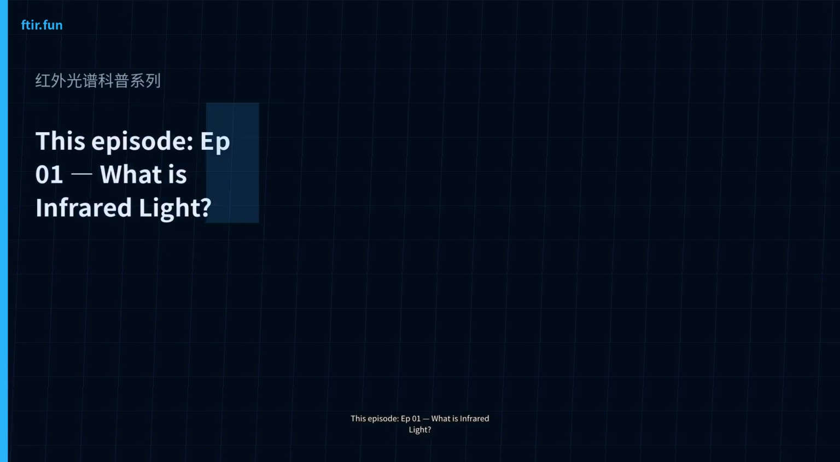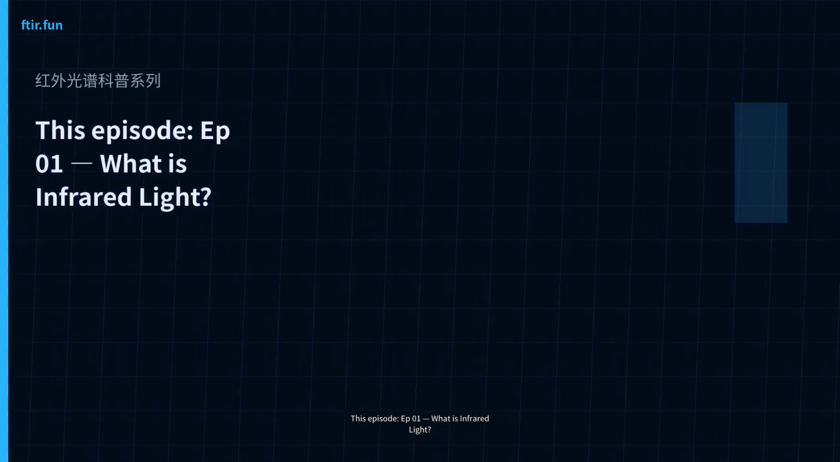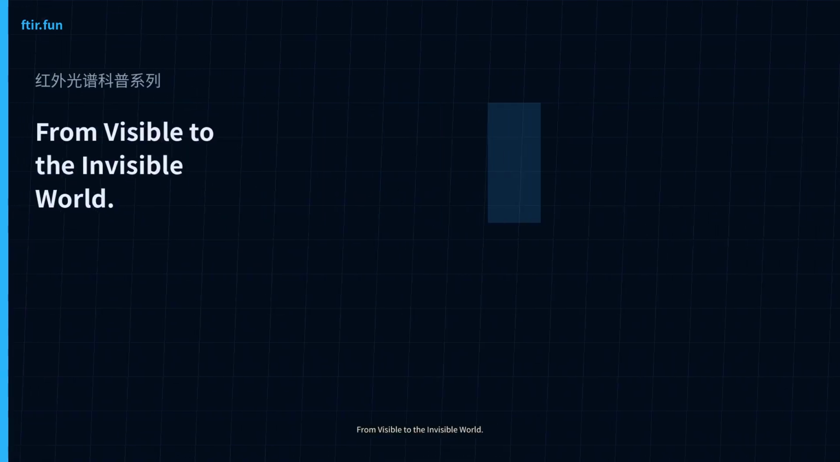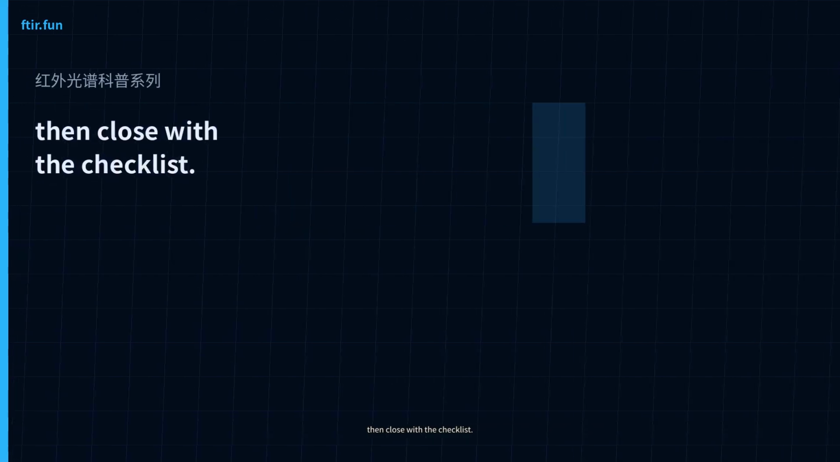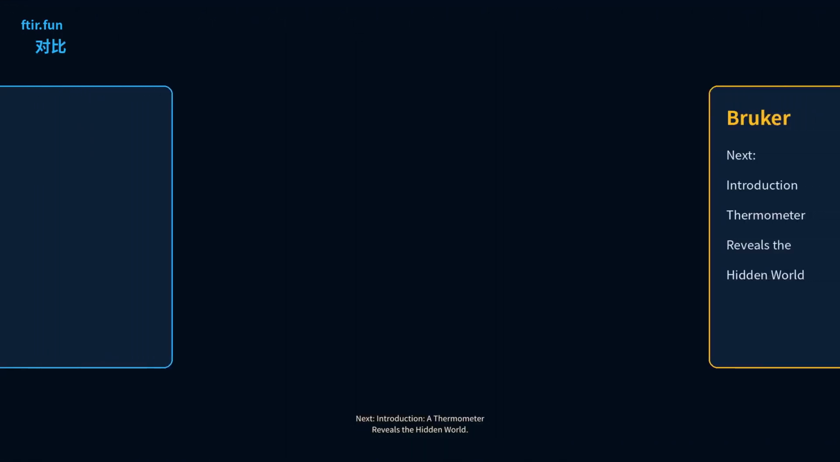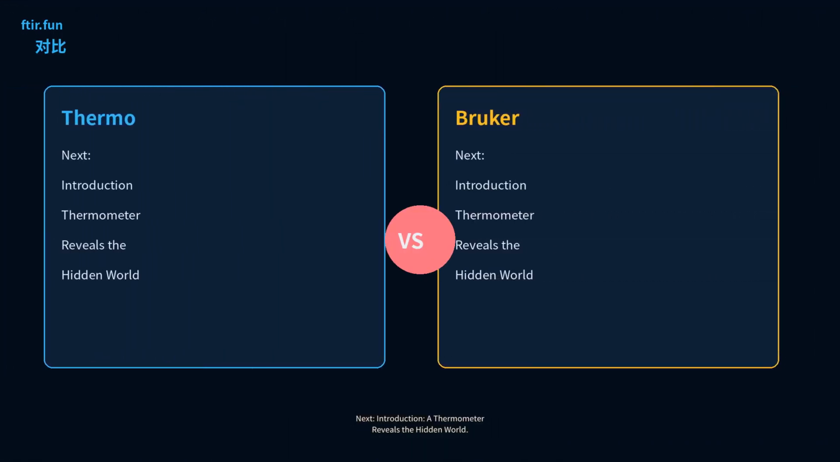This episode, Ep01: What is infrared light? From visible to the invisible world. Then we close with a checklist. Next, objection: a thermometer reveals the hidden world.